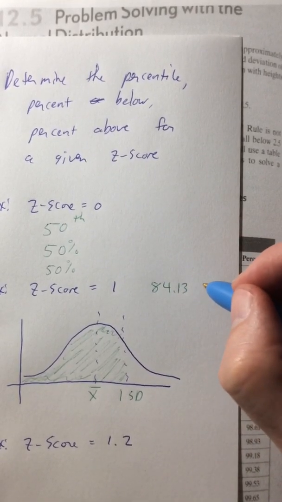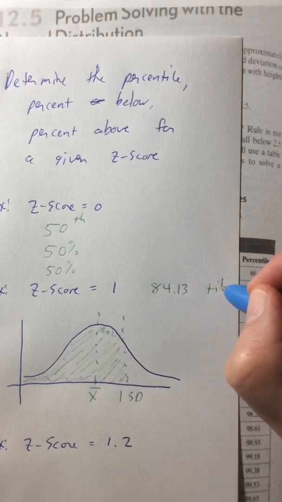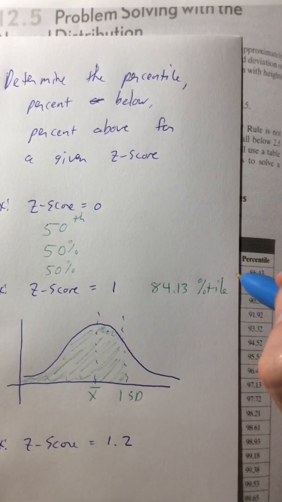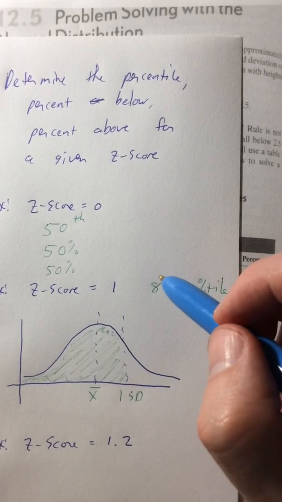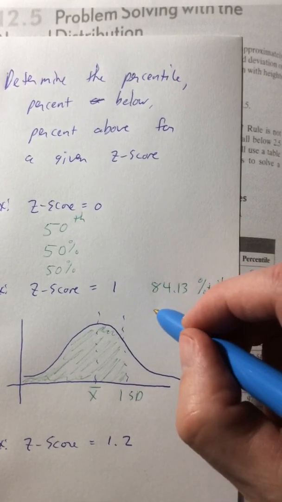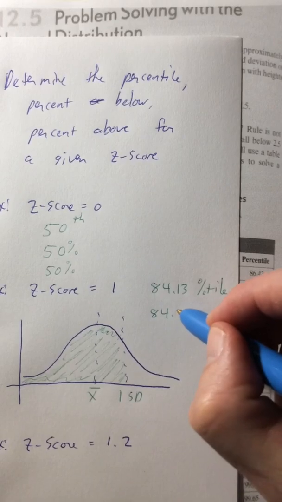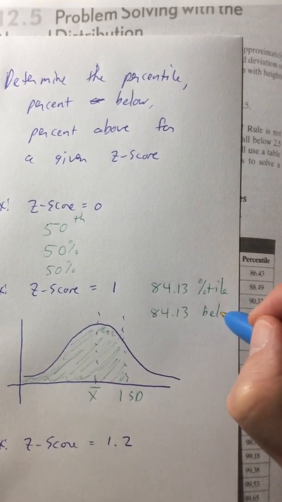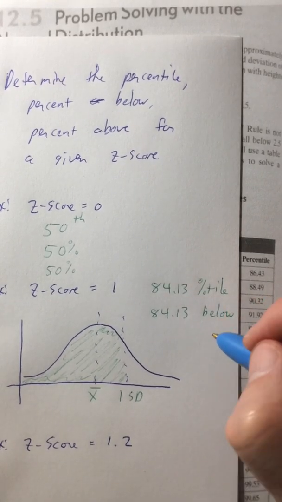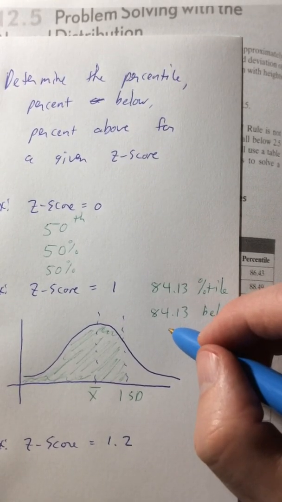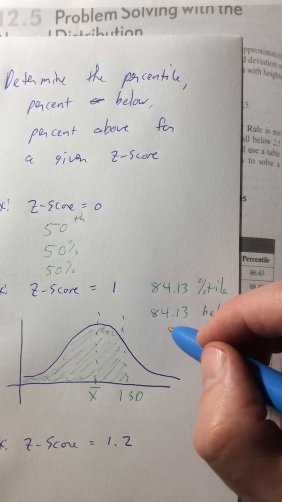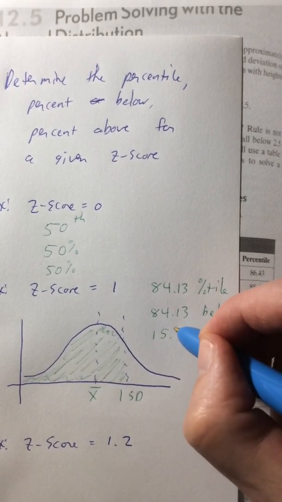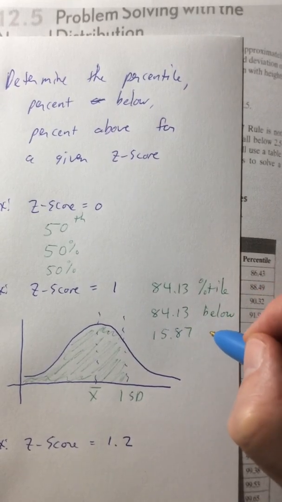That's the percentile. I'll write it this way because I've run out of room here. Percentile. And what's the percent that's below? Well, percentile and percent below are exactly the same, so that's 84.13% below. And then percent above, well, again, just subtract from 100, so that's going to be 15.87. So 15.87% is above.